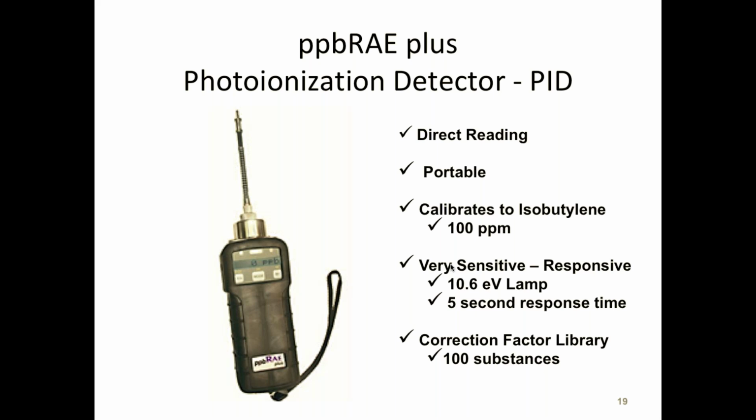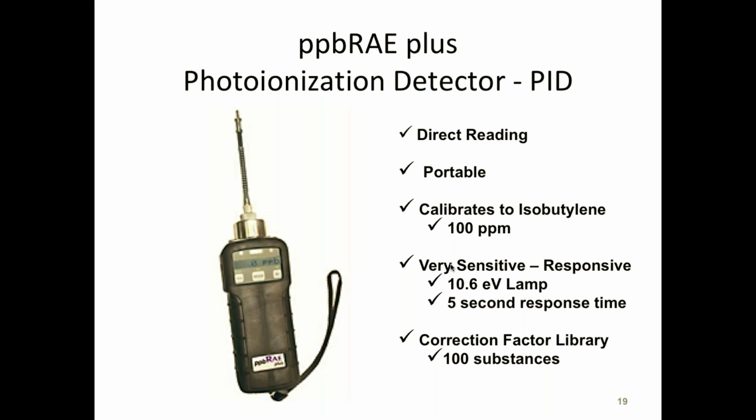So you have 2 points. You have 0 and 100 ppm. And it can assume that the concentrations are linear in terms of how much it ionizes. And now you can measure any concentration of isobutylene between 0 and 100 and be pretty reliable.